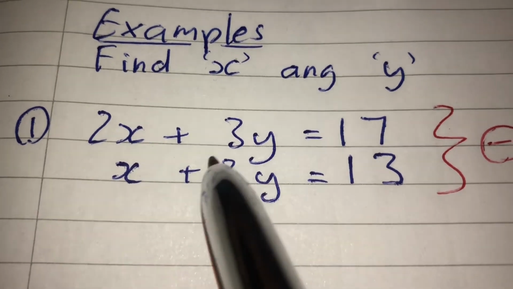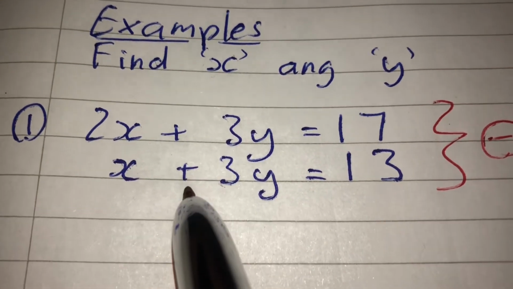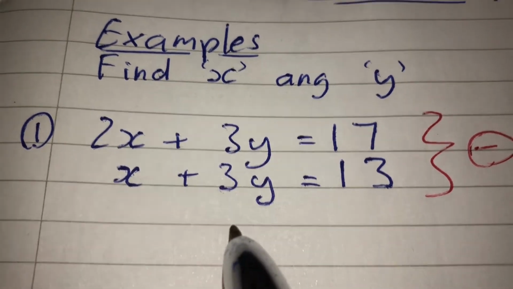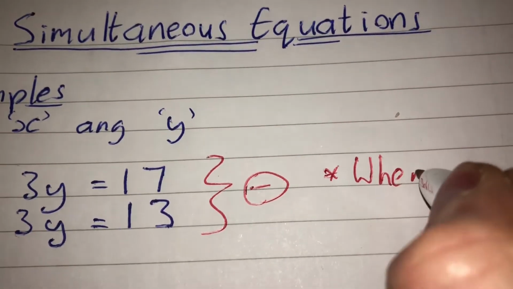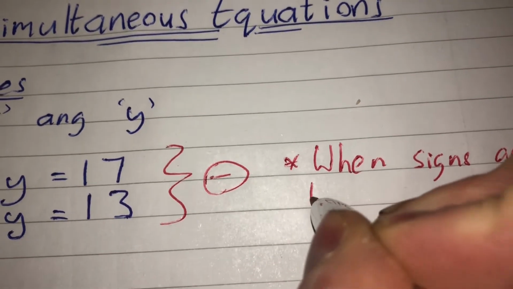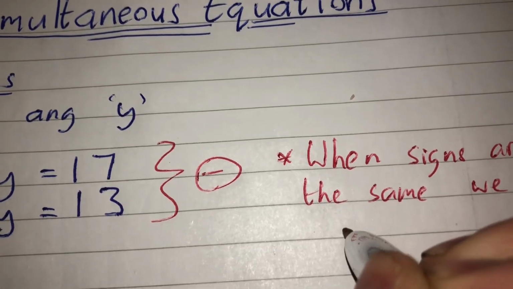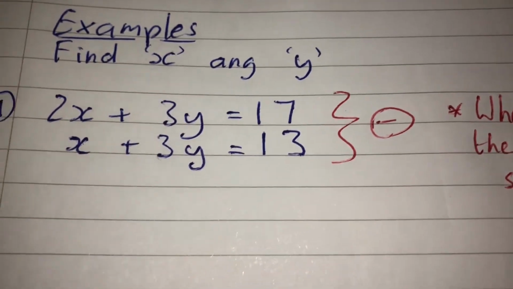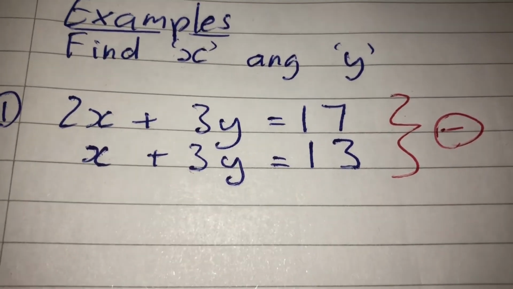I'll just explain when the signs are the same like this. Everything is positive in this equation. When the signs are the same for the terms that we're trying to get rid of, we subtract to cancel them out. Okay? And we'll just make a wee note of that. When signs are the same, we subtract. And the reason I'm doing that is because as we encounter equations that have pluses and minuses, we will have to do something different.